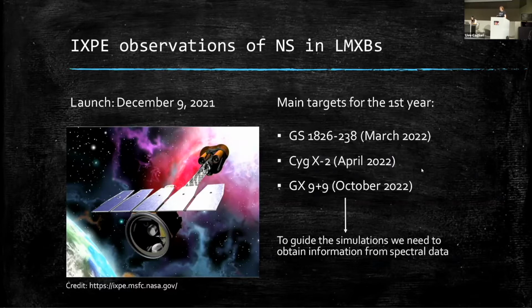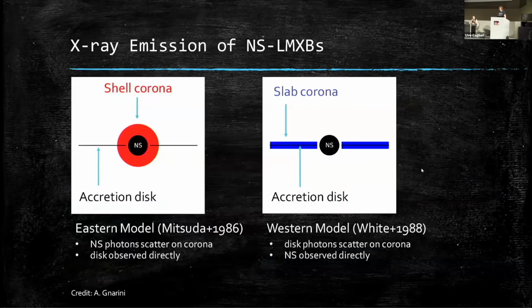So to guide the simulations, we will need to obtain some good information from the spectral data, which we did using some observations of these sources with NuSTAR. So in this work, we basically analyzed an observation from 2014 of GS 1826, and then observations of these two sources from 2019. What we considered in our work is that for both the sources, we compared two basic models where we have a geometry of a shell corona, which we can see on the picture on the left here.